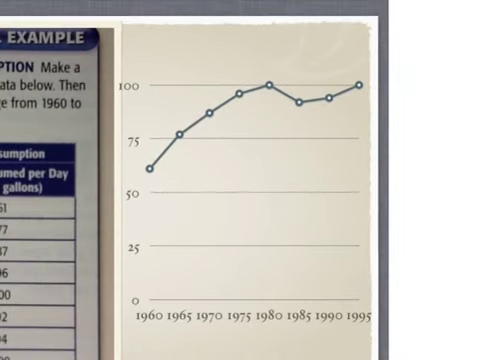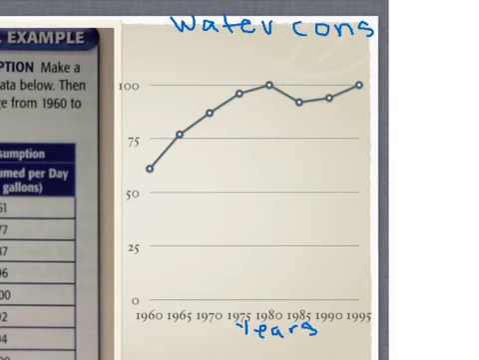Okay, so it does need a title. The title should be water consumption. Okay, down here, this is our time, which is years. This is our billions of gallons. Okay, now we can have a pretty good idea of what we're looking at here on the data. So 1960, it gets plotted.